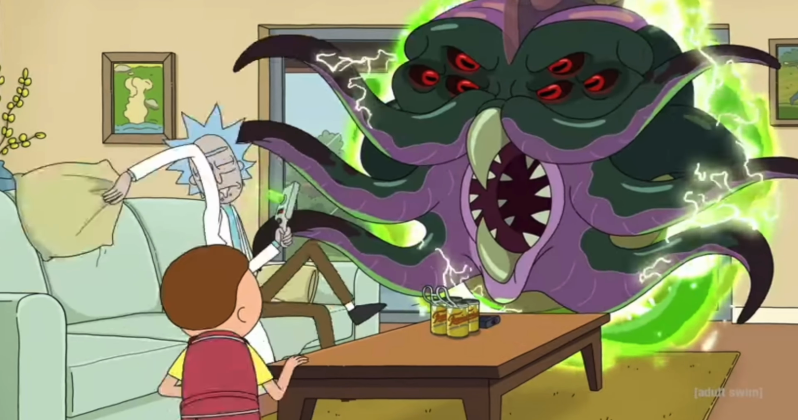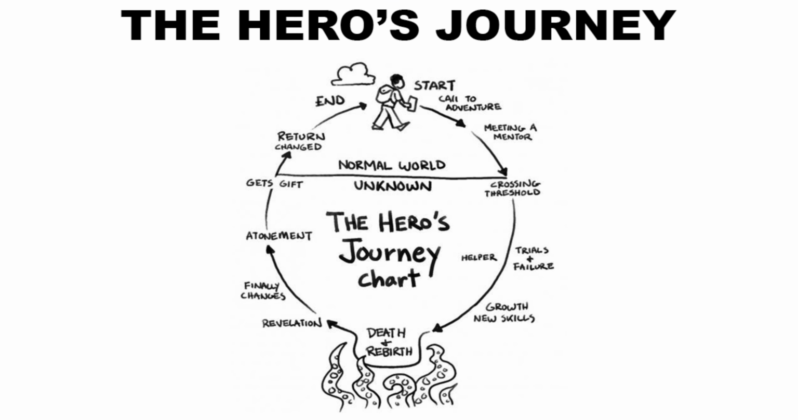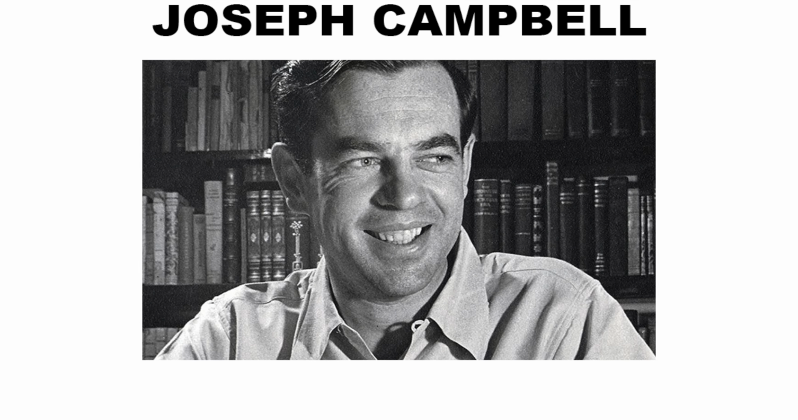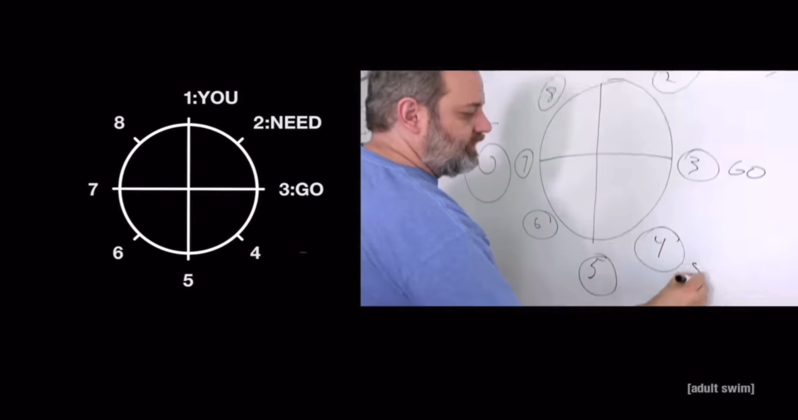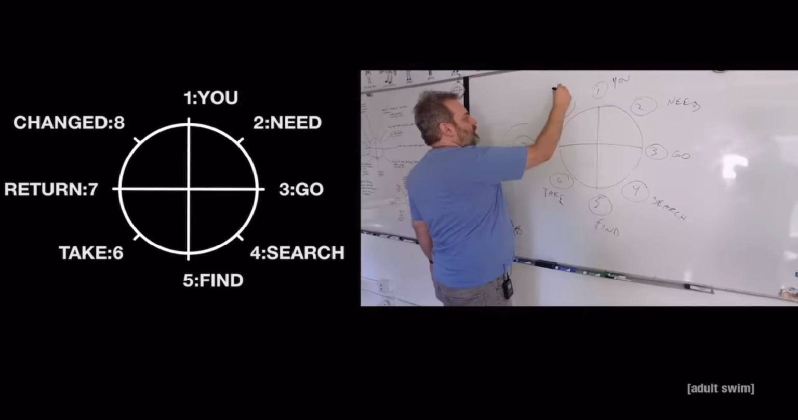That's where Dan Harmon comes in. This man is the creator of the hit show Rick and Morty, as well as Community. What Dan Harmon did with his story circle was he took the hero's journey, made famous by Joseph Campbell, and simplified it. I like to see the story circle as the perfect map. We're basically drawing out a map so that we don't get stuck on page one.